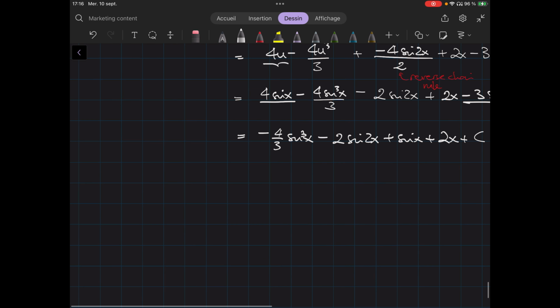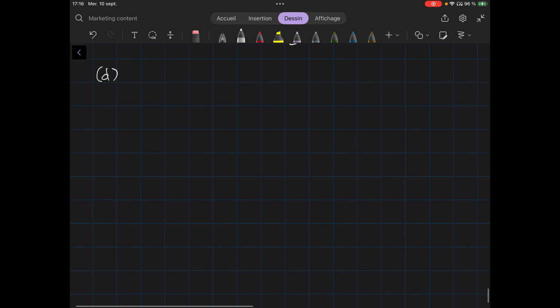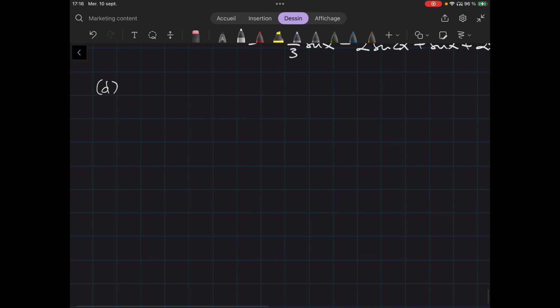The last part of the question asked you to use this result to find the area. When finding the area, you must use the absolute value sign or the modulus sign, because area cannot be negative. So the area is going to be the integral from 0 to 2 pi of the absolute value of f of x.